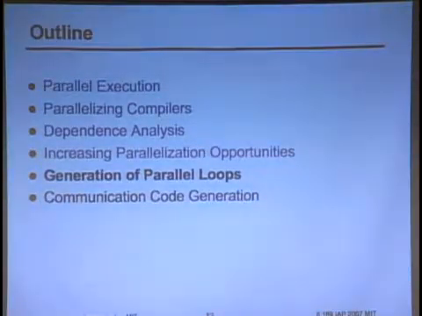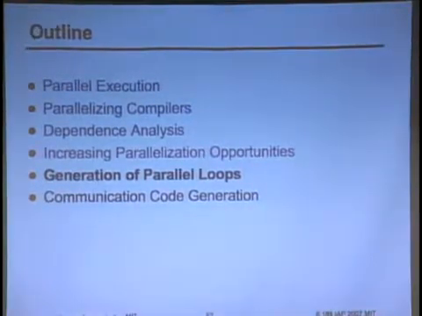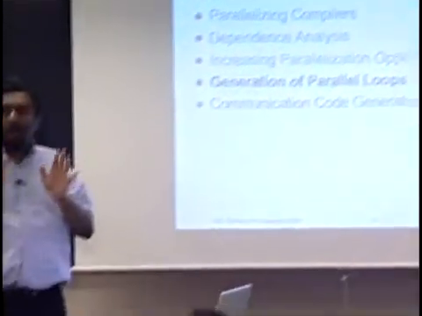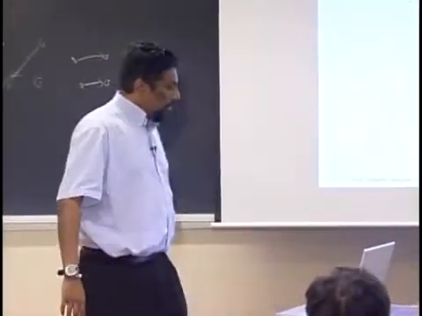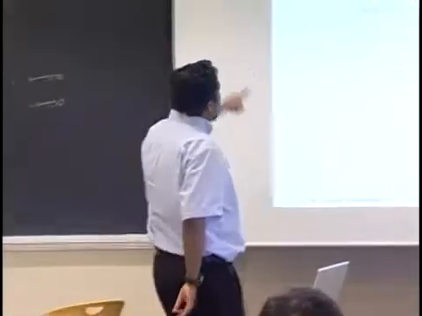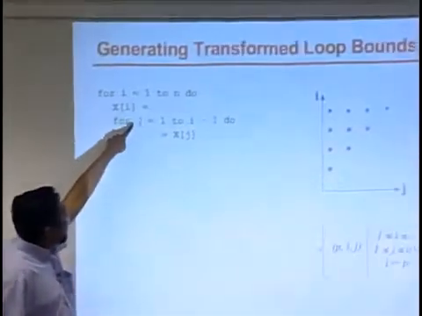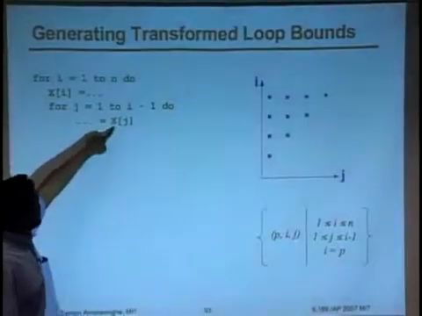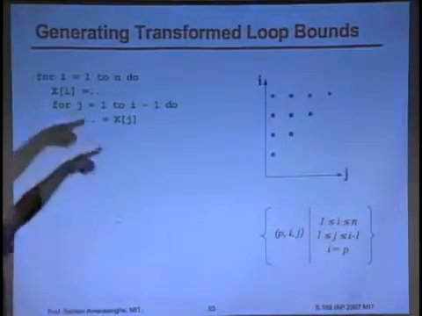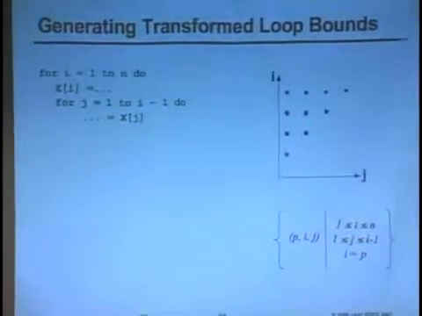So I talked to you about all this nice transformation stuff. At some point when you know something is parallel, you might want to go and generate parallel code. The problem is, depending on how you partition, the loop bounds have to be changed. I'm going to talk to you about how to get loop bounds. So let's look at this program. I have something in here where an inner loop reads, the outer loop writes, the inner loop reads, and it's a triangular thing. It's a big mess. Okay.